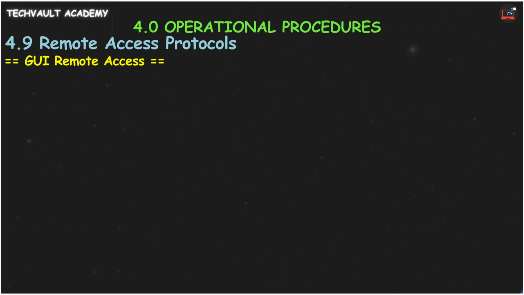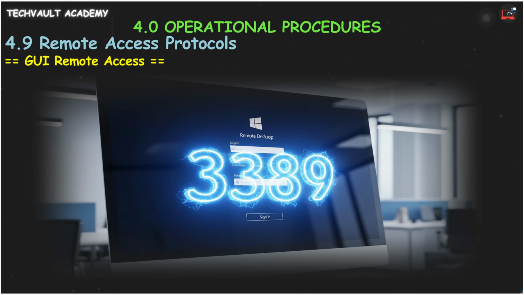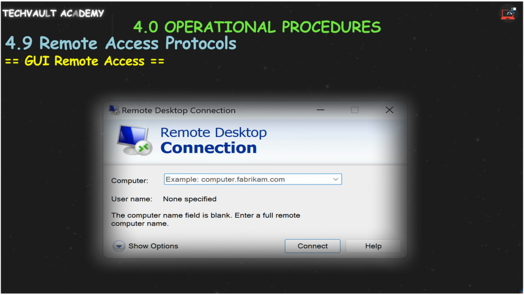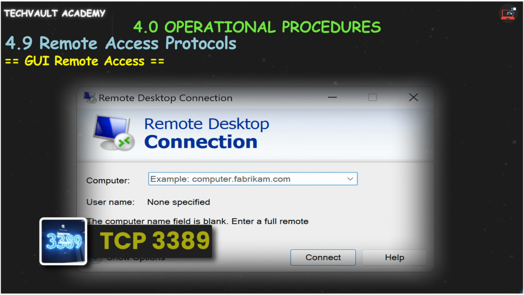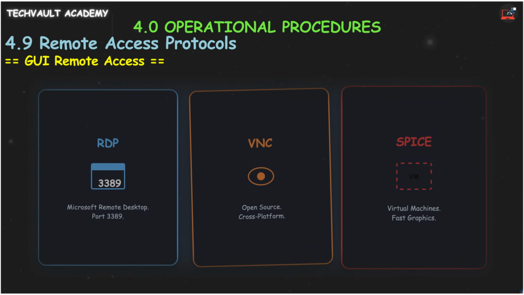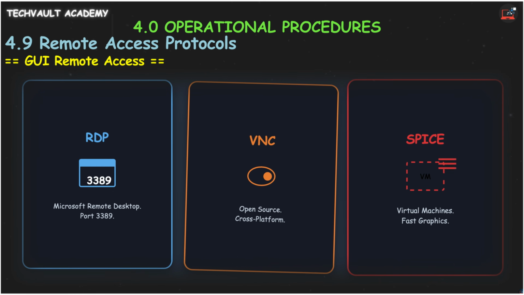First, let's look at the GUI tools, which let you see and control a desktop. The big player here is RDP, or Remote Desktop Protocol. It's built into Windows and listens on TCP port 3389. Memorize that port, 3389. Another option is VNC, which is open source and cross-platform.